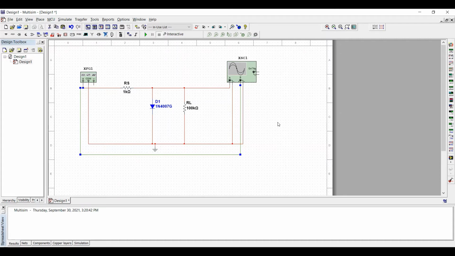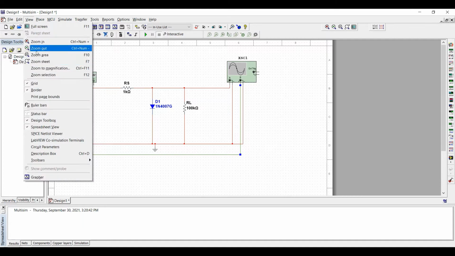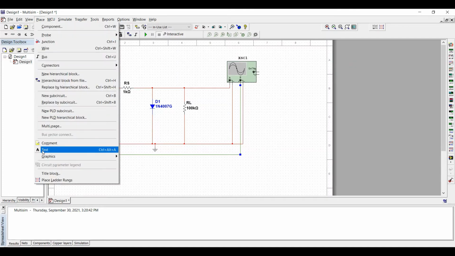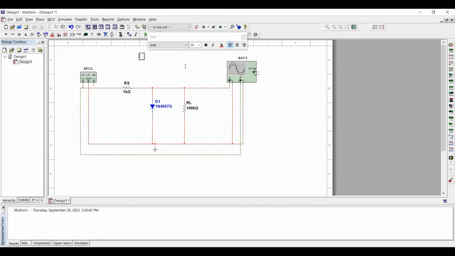You can place your text box over here naming your circuit. So view, place, go to place, text, and bring the cursor. You can write the name of it, experiment 1 clipper circuit. And since this is positive, we will write it as positive clipper circuit.